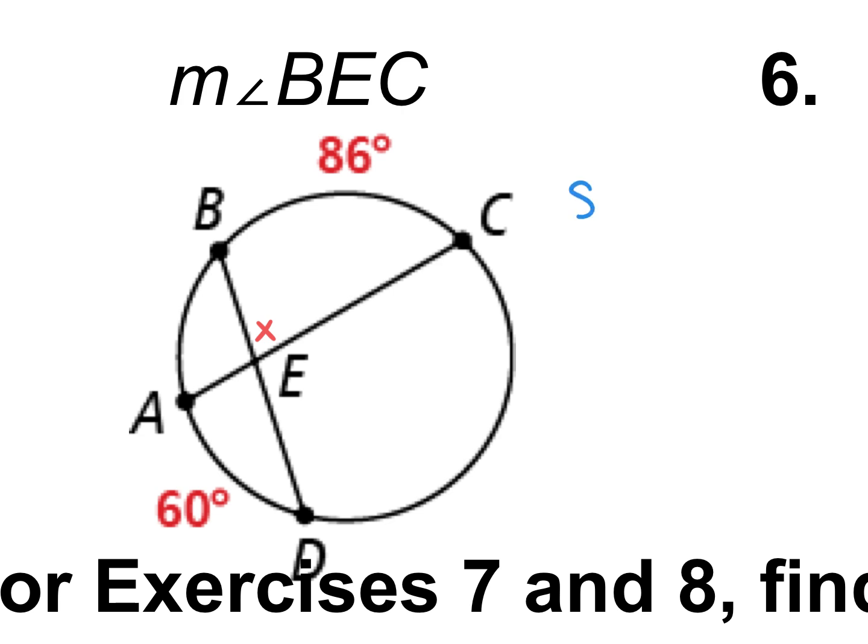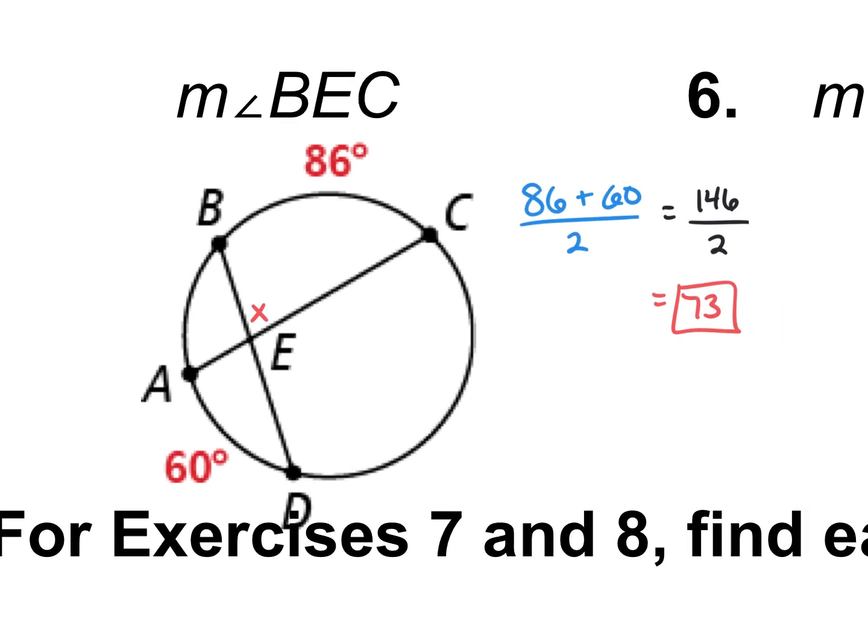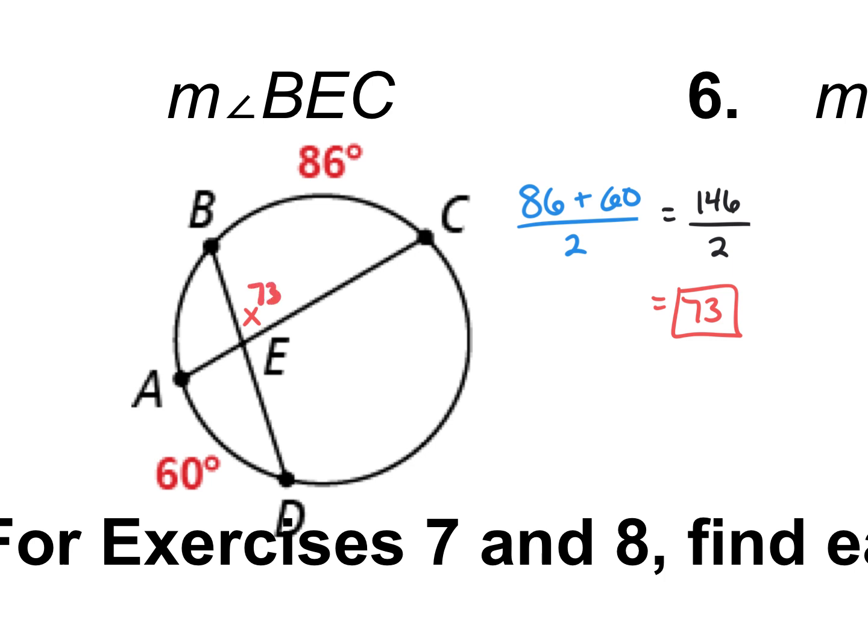So take 86 plus 60 divided by 2. What's 86 plus 60? 146. Divided by 2, you get 73. Okay, so that's a good way to remember it. If it's on the inside, it's in the middle. Average is you're finding what's in the middle. Okay? Okay, recap. If this was 73 and your homework asked for this, 180 minus 73. Yes. Okay.